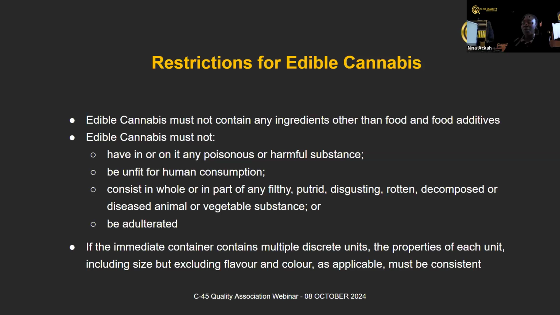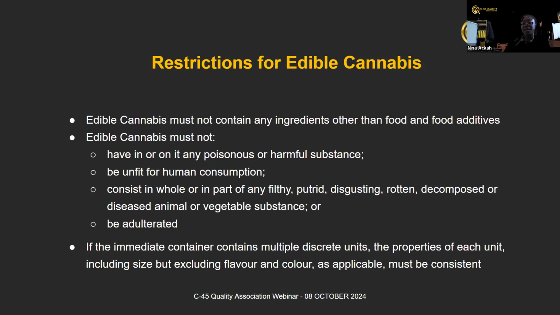It must not have any poisonous or harmful substance. It must not be considered unfit for use. It must not be adulterated, and it must not be filthy, putrid, disgusting, rotten, decomposed. Anything that we on a normal day cannot consume as food cannot be portrayed as edible cannabis for consumption.